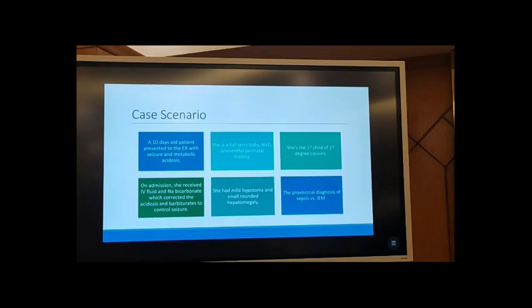So let's see this case scenario together. This was a 10-day-old patient presenting to the ER with seizures and metabolic acidosis. Seizures and metabolic acidosis, we have to suspect that it is an inborn error of metabolism, mainly an organic aciduria. She was a full-term baby, first child of first-degree cousins.